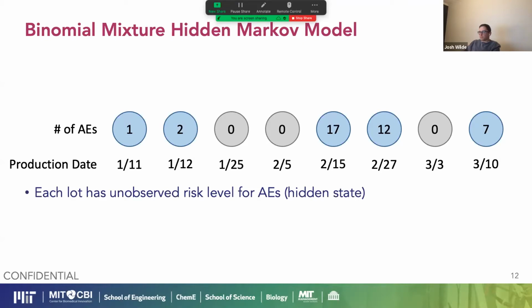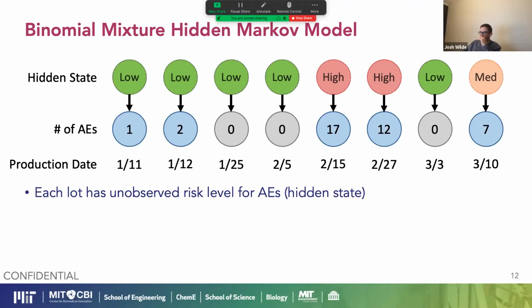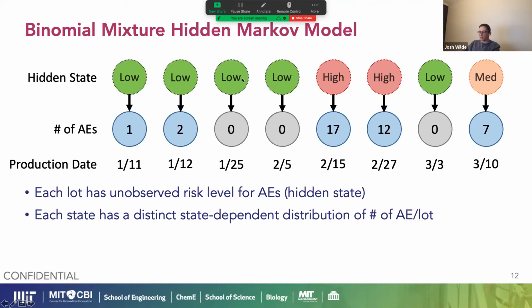And so what the hidden Markov model structure allows us to do is assume that there's some sort of unobserved risk level for adverse events that's inherent in each one of these lots. We're going to call this unobserved risk level a hidden state. And so this is just an example of how you might label these lots as having a hidden state. Just this second line here is observed for us, and from the model we're trying to learn what these hidden states are for each one of these lots.